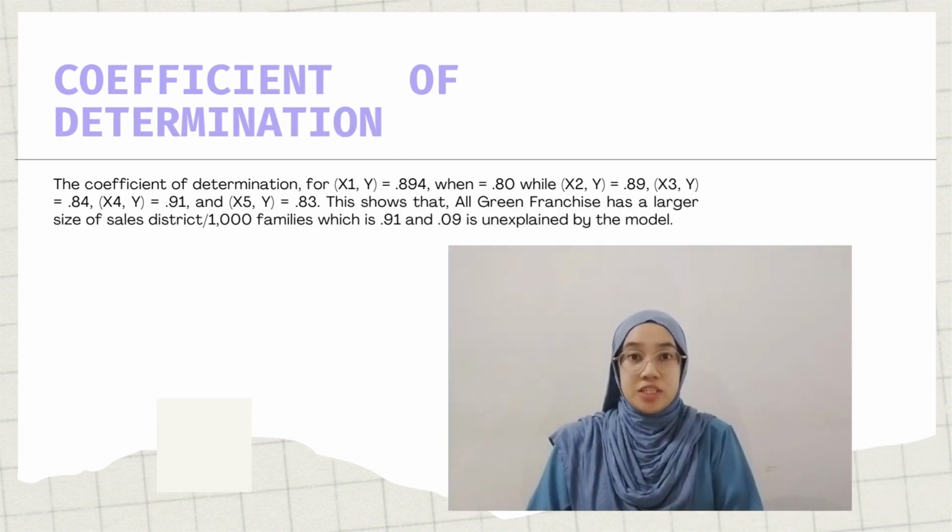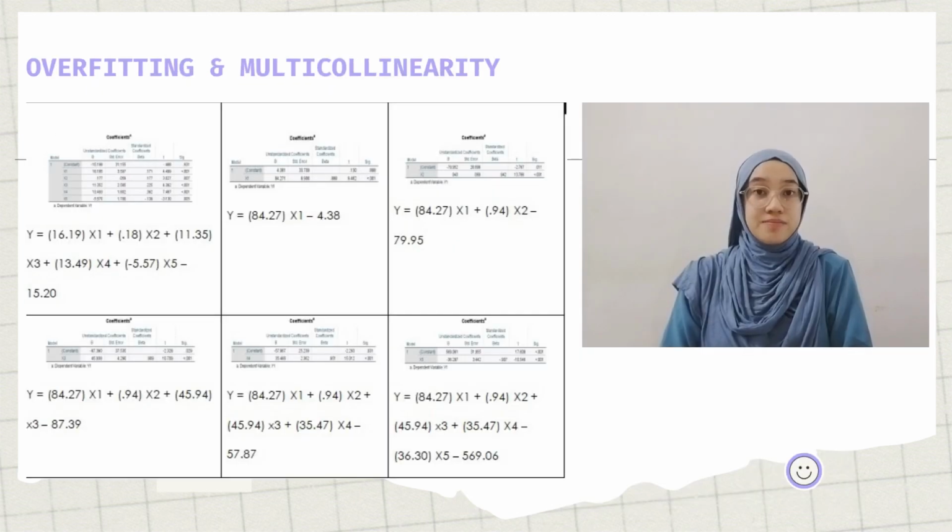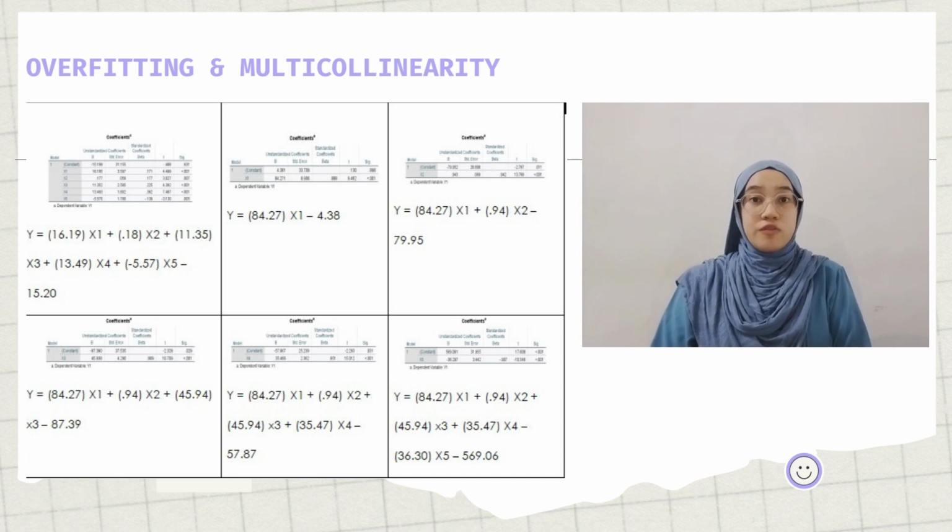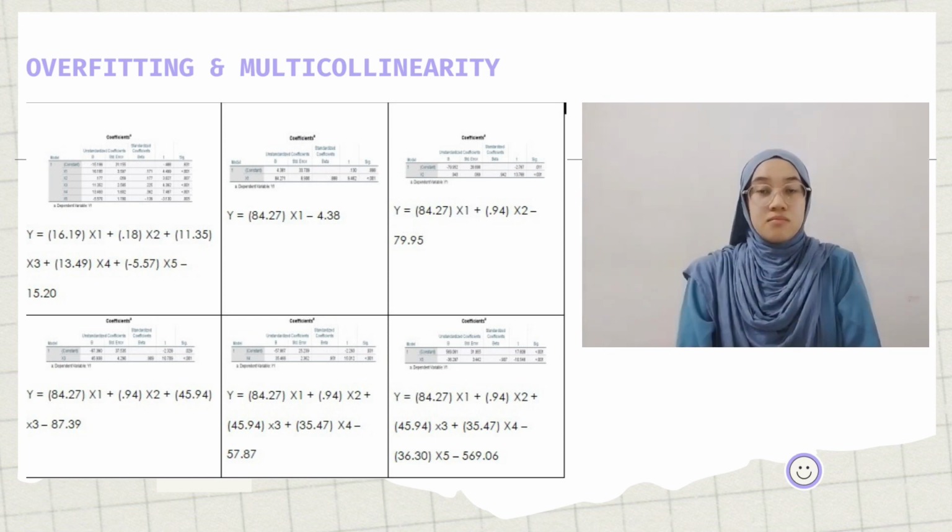Next, the coefficient of determination is determined by looking at the R-square. The highest R-square is x4, which is 0.91. This shows that 0.09 of the variation in sales per 1,000 families is unexplained by the model. Multiple linear regression: overfitting. The scatter plot shows that it is a positive correlation. The correlation is high while the p-value is low. This makes us able to conclude that there is a strong correlation and it is statistically significant.